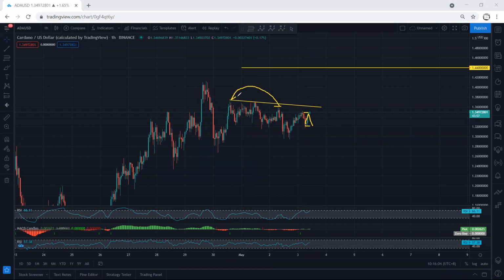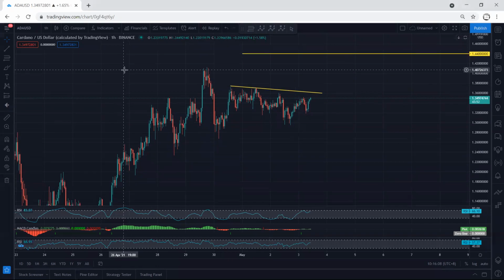But right now, if we want to have entry above, it should be here. Okay. Anyway, we just follow the chart. If I see any update, I will share.